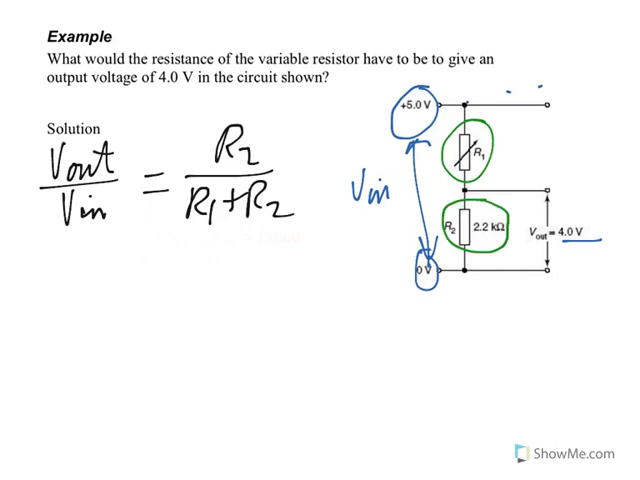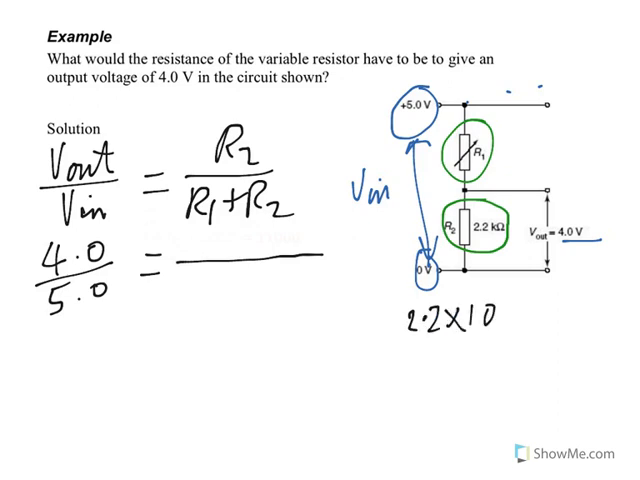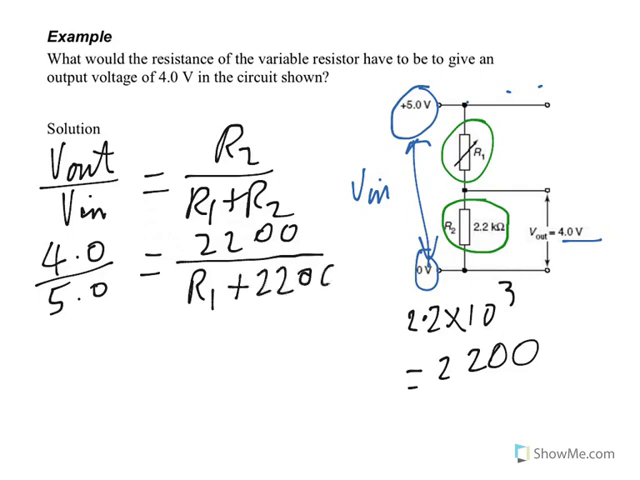Alright, so let's put in some numbers. V out we want to be 4. V in is 5. R2, that resistor there, is 2.2 kilo ohms, so 2.2 by 10 to the 3. Kilo is 3, which is 2,200 ohms. So I'll write it as 2,200. And then on the bottom, R1, that's what we're trying to find out, plus 2,200.